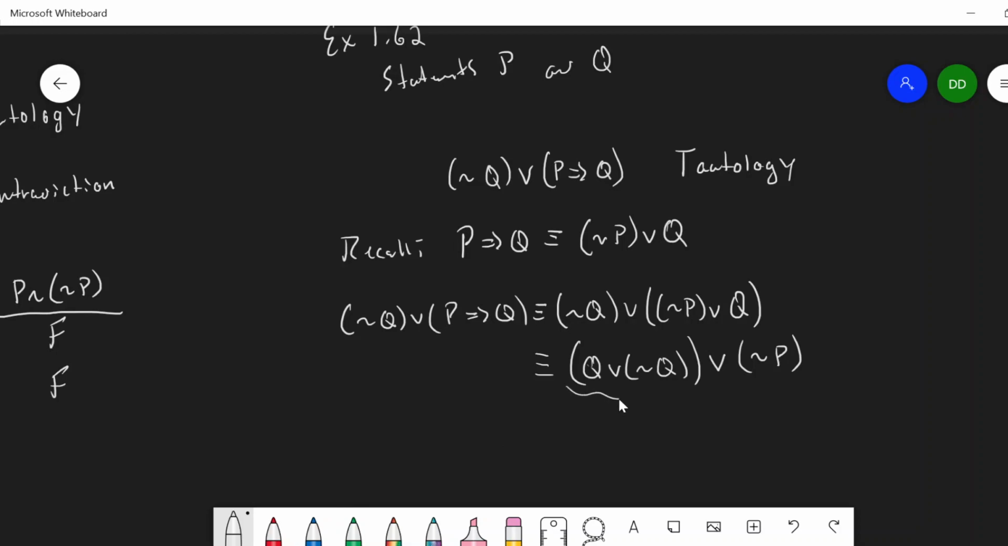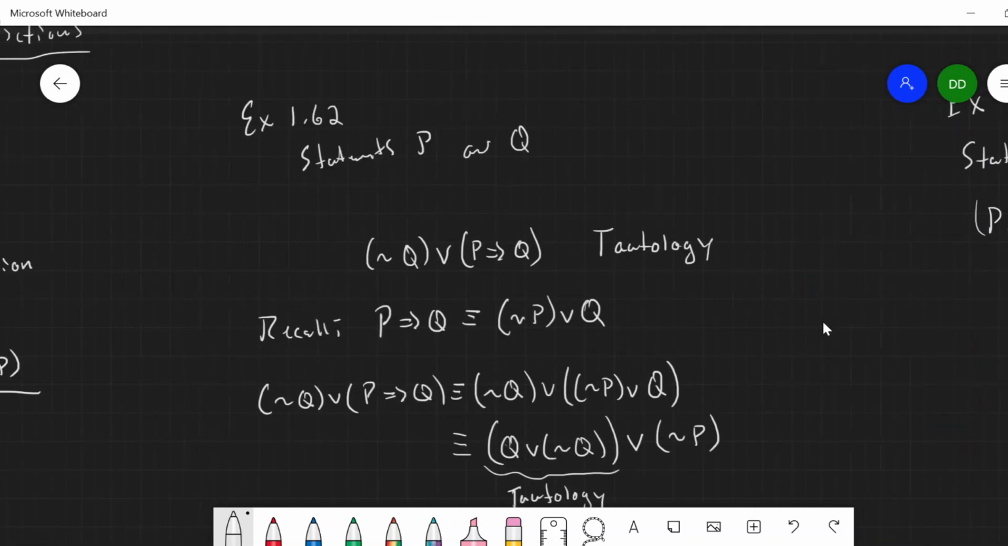And right here we have Q or not Q, and we just talked about the fact that this is tautological. This is a tautology. So this part of the disjunction is always true, and hence the disjunction, no matter what P is, will always be true, because this term is always true. It's tautological. And so the original statement must also be a tautology. That's another way to see this one.